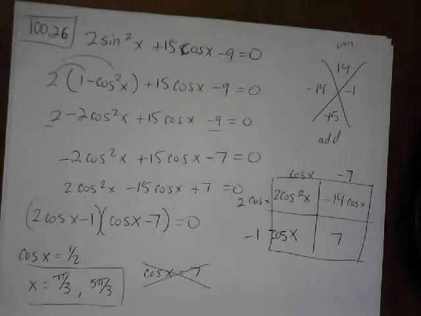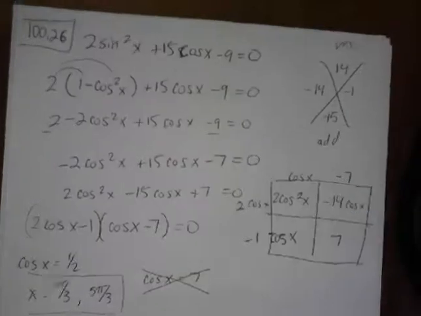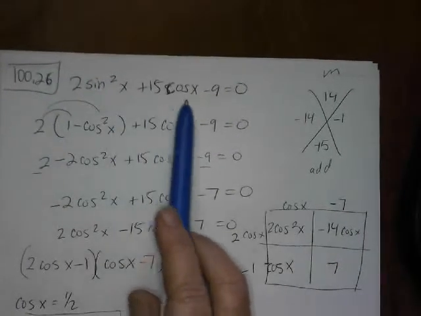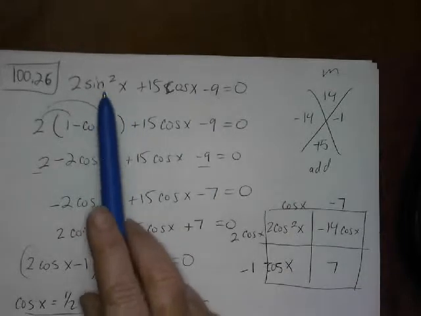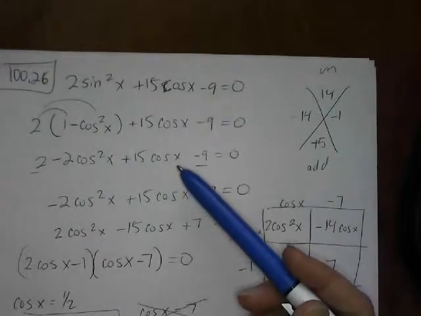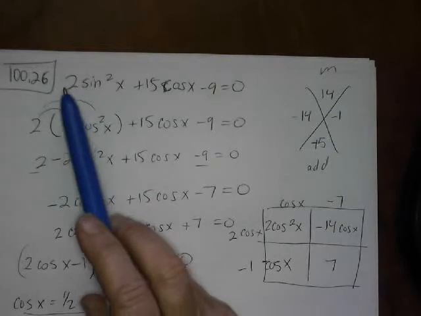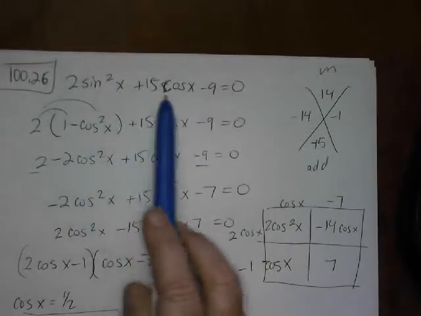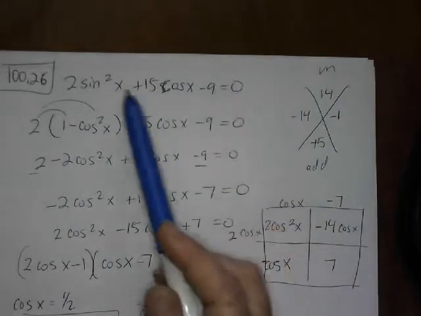Here's lesson 100, number 26. It wants me to solve this between 0 and 2 pi. So it starts out like this. I see that I have sines and cosines, and I can't really factor it that way. It looks quadratic, so I know I'm going to end up having to factor it.